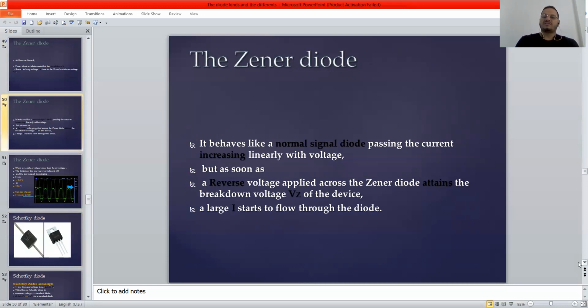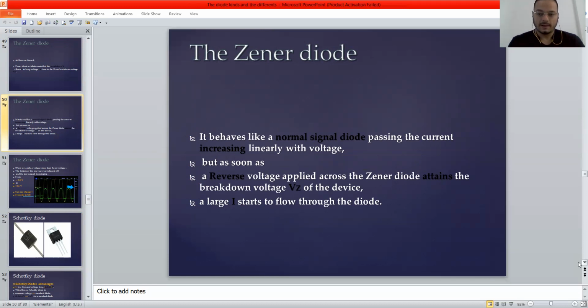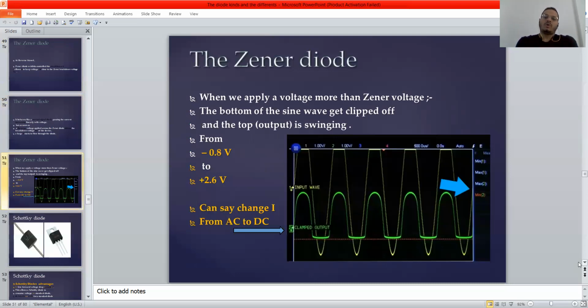It behaves like a normal signal diode, passing current increasing linearly with voltage, but as soon as the reverse voltage applied across the Zener diode attains the breakdown voltage of the device, a large current starts to flow through the diode. Here, when we apply a voltage more than the Zener voltage, the bottom of the sine wave gets clipped off. I mean from this line down will be clipped off.